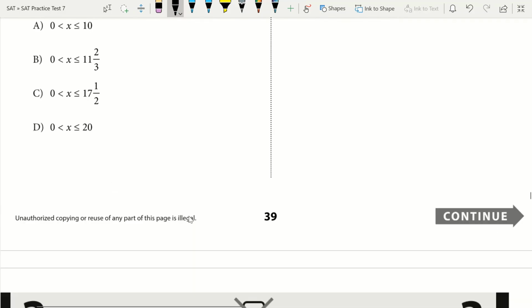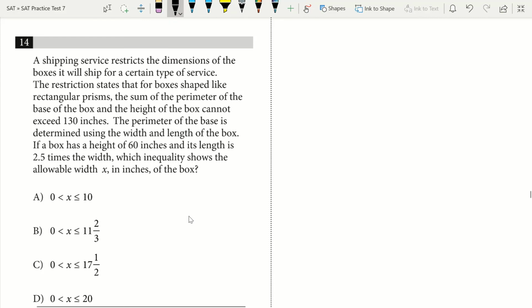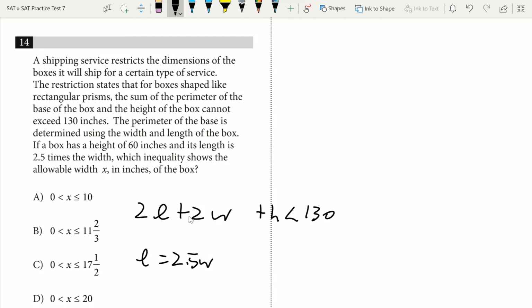Question 14. A shipping service restricts the dimensions of the boxes it will ship for a certain type of service. The restriction states that for boxes shaped like rectangular prisms, the sum of the perimeter, which is 2L plus 2W, of the base of the box and the height cannot exceed 130 inches. The perimeter, right, has to be less than 130. The perimeter of the base is determined using the width and length of the box. If the box has a height of 60, its length is 2.5 times its width, so L equals 2.5W. Which inequality shows the allowable width x in inches of the box?